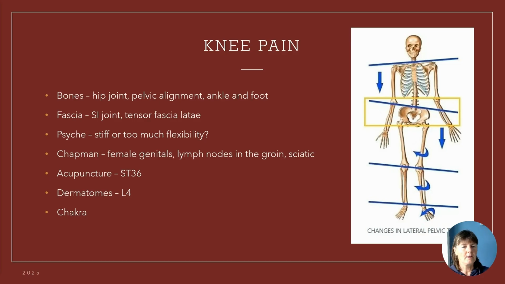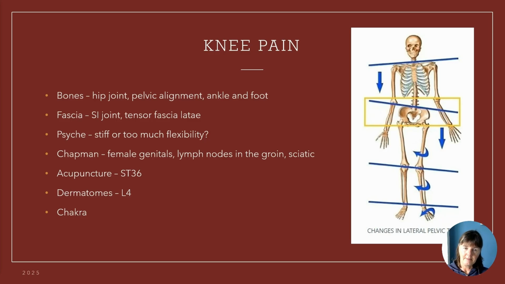What's the psychosomatic relevance of the knee joint, and how might this affect the treatment? Our knees are used for bending. If they are too stiff or too flexible, this may give us a hint about how the person reacts and thinks. There are also several Chapman points associated with the knee. Posteriorly, points for the sciatic nerve, and anteriorly, points for the female genitals and for the lymph nodes in the groin.